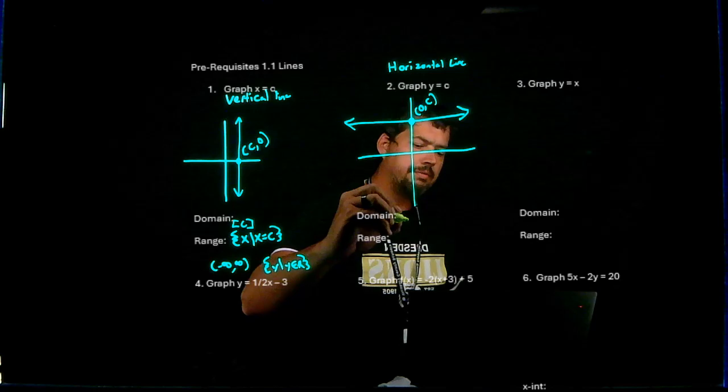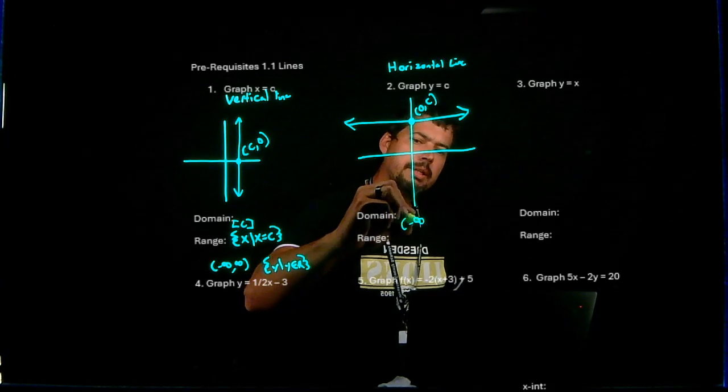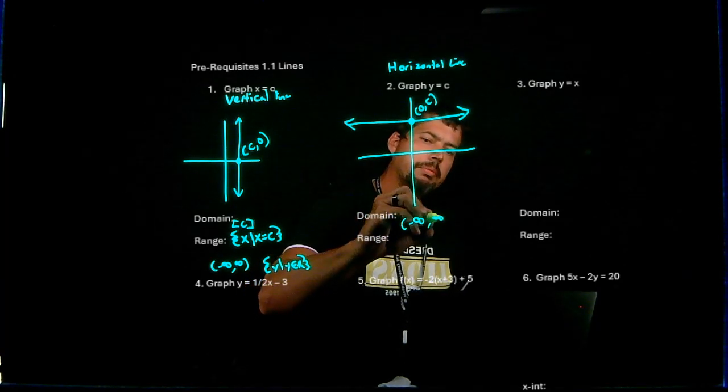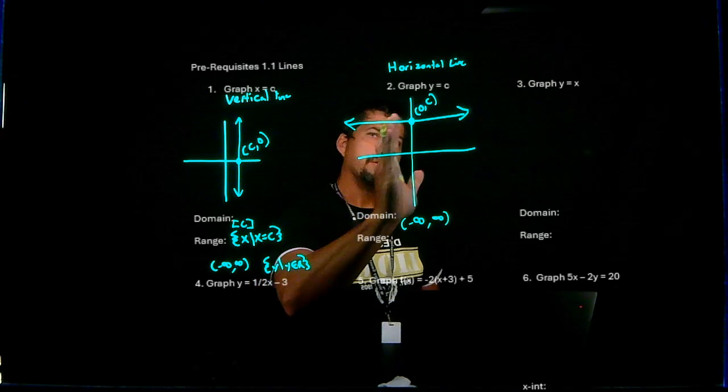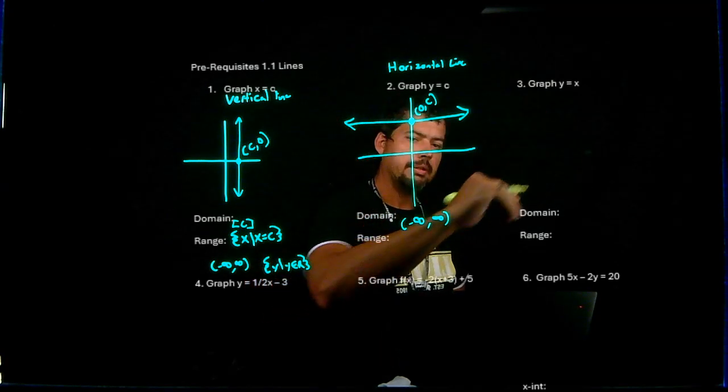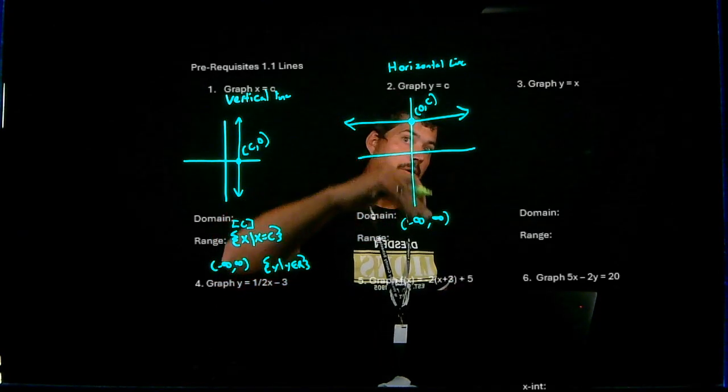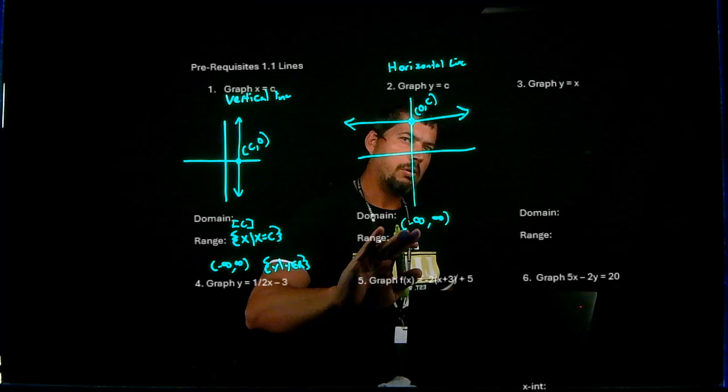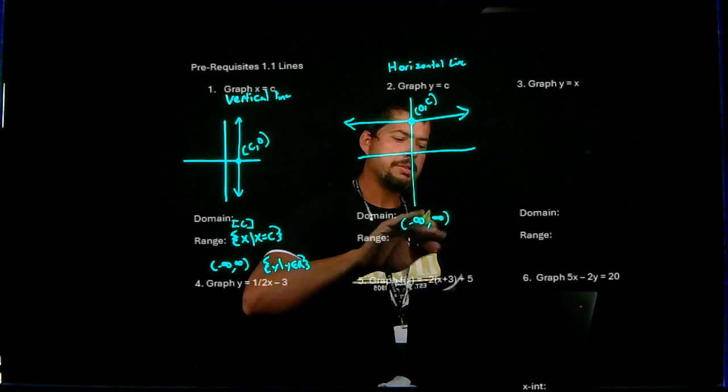Domain, it runs left and right forever. If you run left forever, you'll be at negative infinity. If you run right forever, you'll be at positive infinity. Remember, domain is your x values. X is running this way and that way. Your range is down and up. Notice we talk about the small negative values first, then the large positive values.